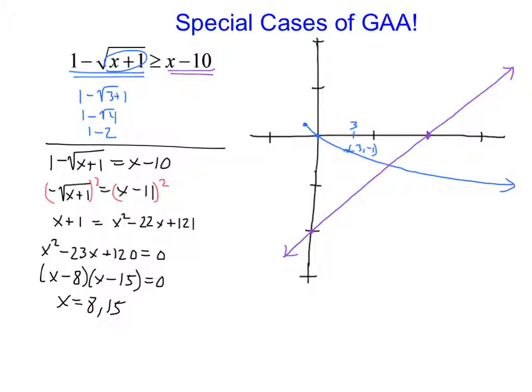So we have to discount one of them. And you can kind of see from the graph here that it looks like it's the one that's less than 10, so it's really looking like it's the 8 there, not the 15. So I can cross that one out. That is a ghost solution, which is technically called an extraneous solution. So we don't have that one.